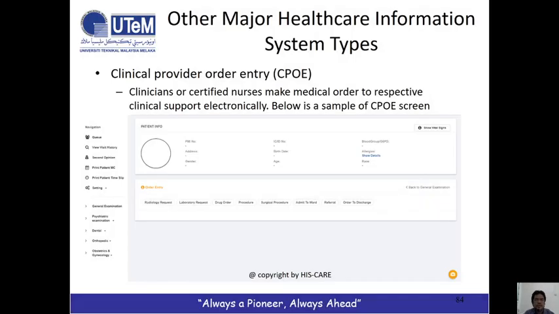Then we go to the other major healthcare information system types. This is a major healthcare information system type, CPOE. This is an example of CPOE, for entry of radiology, laboratory, drug, procedure, surgical orders, and so on.